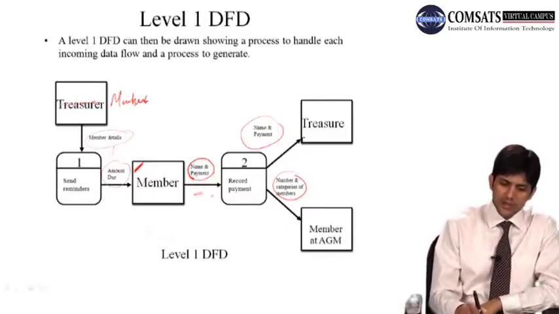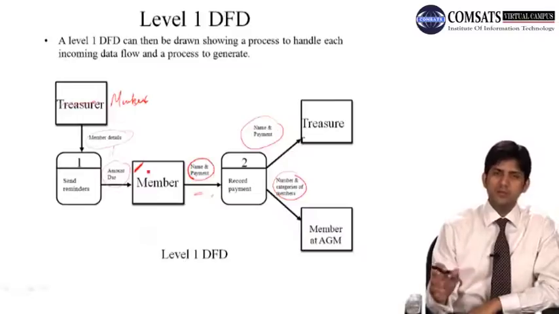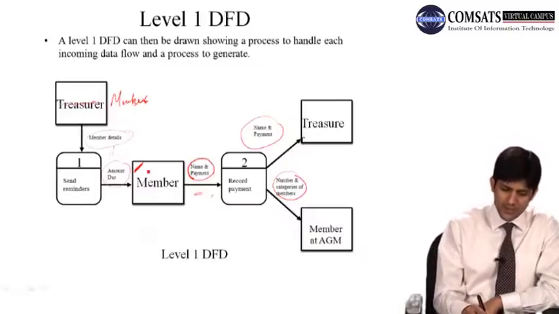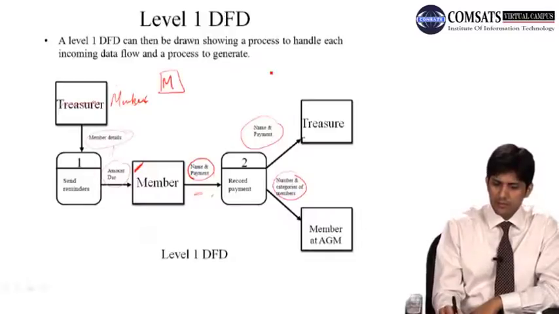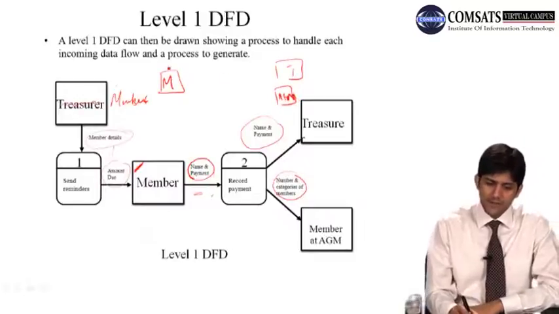So how many entities did we have? We have member, we have treasurer, and the third one was annual general meeting. Let's say we draw these three entities. We call M for members, then T for treasurer, and then AGM, which is for annual general meeting. Now we have two sub processes.